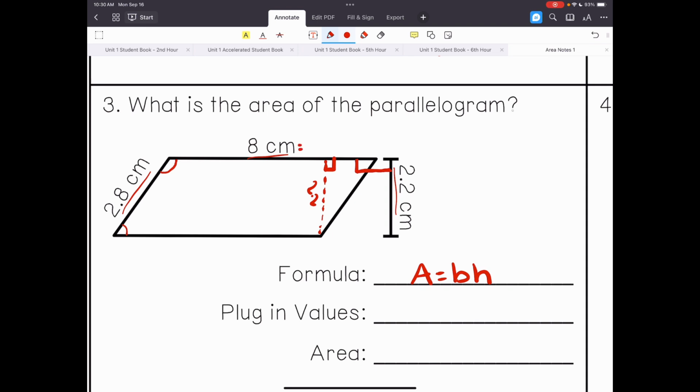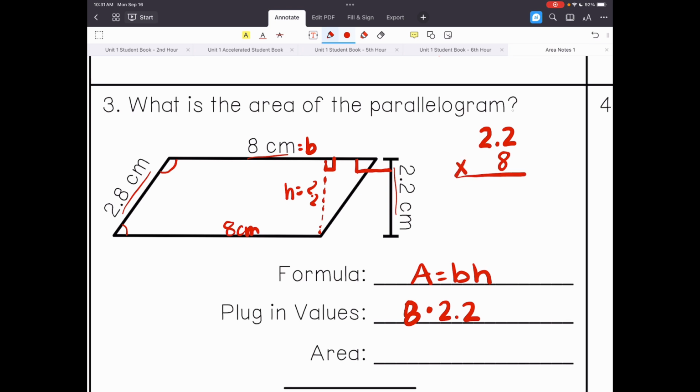So my base is 8, even though it's up on top. Remember, the bases opposite are equal, so the base is on bottom. It's just labeled up on top. And then my height is 2.2. So we're going to do my plug-in values of 8 times 2 and 2/10. But I'm going to put my more digits on top when I'm doing the multiplication. So I'm going to put the 2 digits up on top and then put my 8 underneath the 2. And then we're going to multiply that.